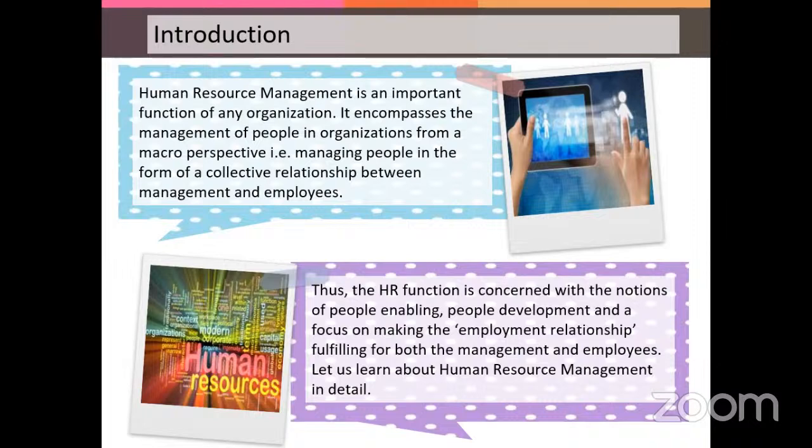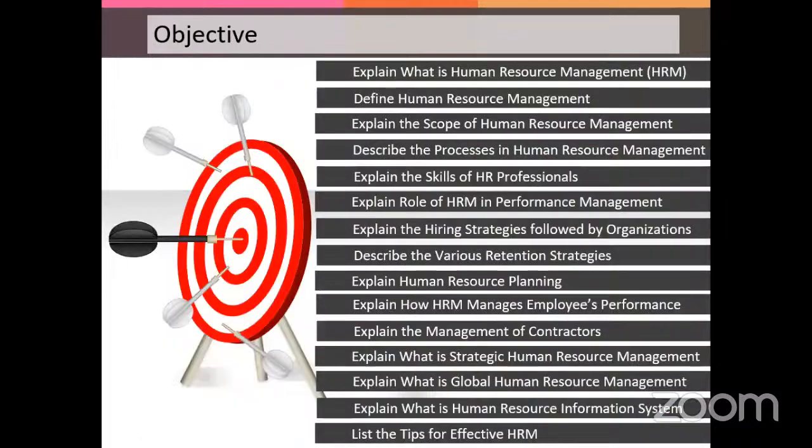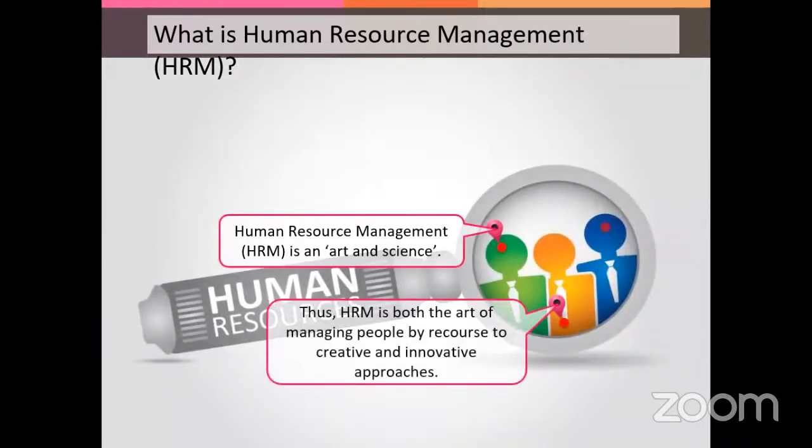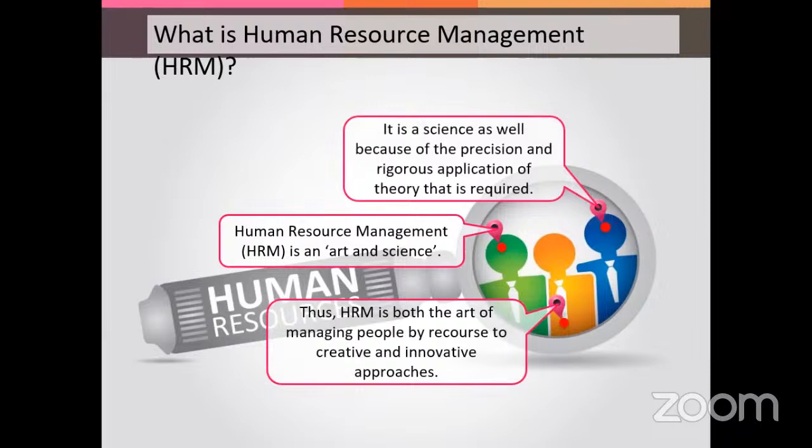Now, let us get into detail in this course. So let's start with the first one, which is explaining what human resource management is all about. So what is HRM? We'll look at it in three ways, or three perspectives. The first is that we look at HRM as being an art and a science. By being an art, it is more of managing people by recourse to creative and innovative approaches.